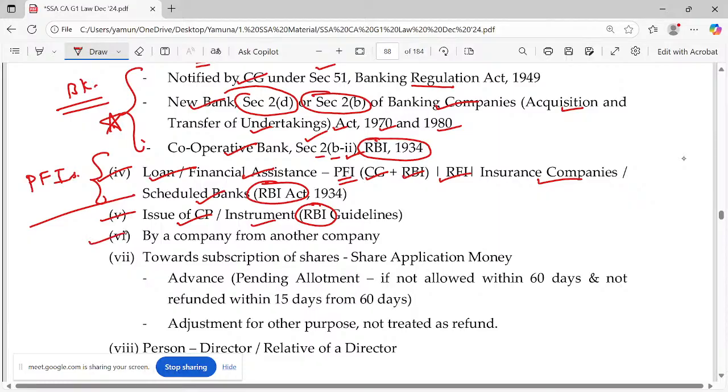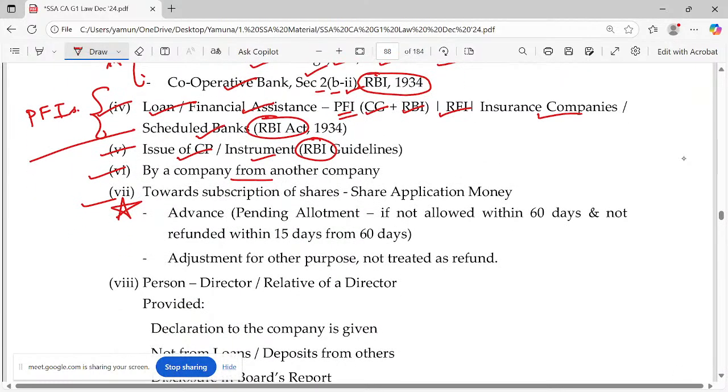Fifth point. Sixth point, intercorporate loans, company to company. By a company from another company. I am a company, you are a company, you are receiving money from me or I am receiving money from you. Okay, it's intercorporate loans. In that case, it will not be covered. Sixth point. Seventh point, yes, please highlight, often repeated, especially for CA. You might be receiving this practical question.